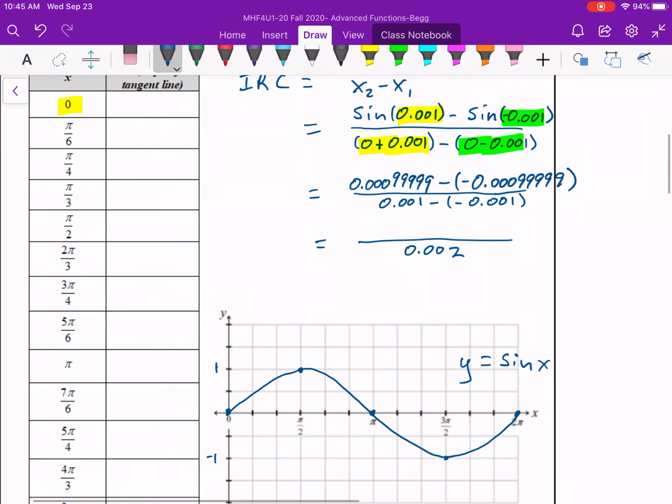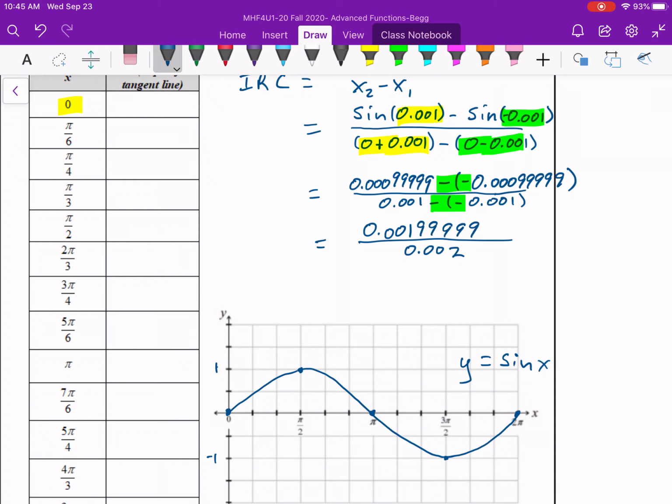When I simplify that, again, these two negative signs here simplify to become a positive, just the way these ones simplify to become a positive. And so then what I end up with is really adding those two together, and I get 0.001 and then a whole bunch of 9s.